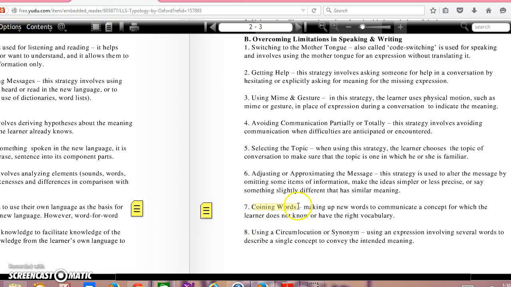And yes, this is the coining words. It is making up new words to communicate a concept for which the learner does not know or have the right vocabulary. I think this is what I understand from this, where, for example, let's say in a class, suddenly your lecturer speaks words that you don't know. First, you have to jot it down, and then once you have found the meaning, you can try to make it familiar to you by talking about the concept of it.